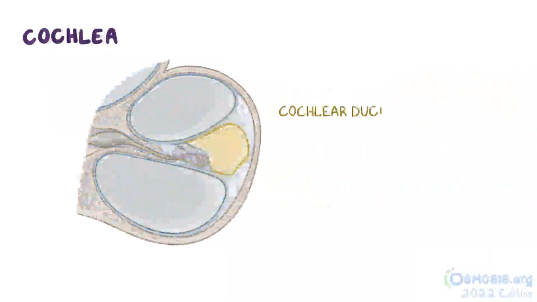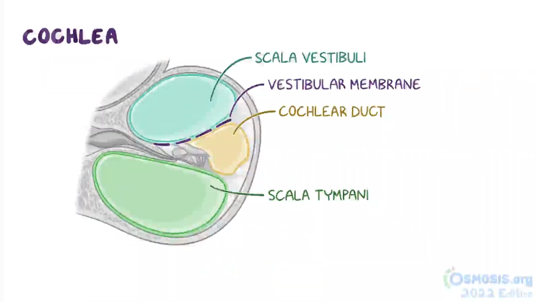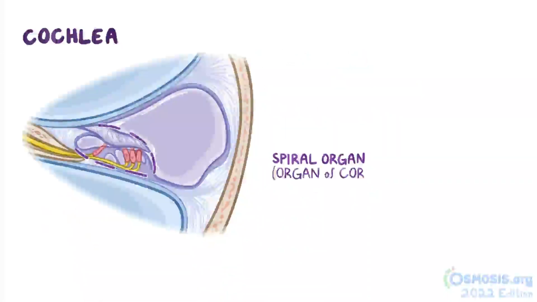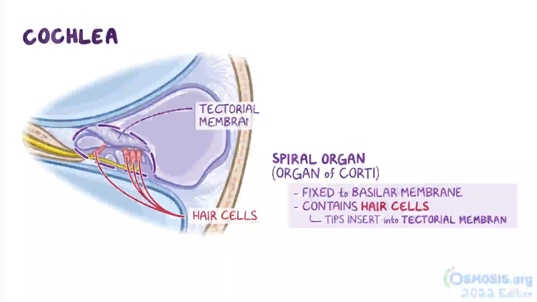Now, the cochlear duct is between the scala vestibuli and the scala tympani, and its roof is formed by the vestibular membrane, while the floor is formed by the basilar membrane. The organ of hearing, called the spiral organ, or the organ of Corti, is fixed to the basilar membrane and contains hair cells. The tips of these hair cells insert into the tectorial membrane, which is a gelatinous membrane that overlies the spiral organ. Now, how do these structures help us hear?